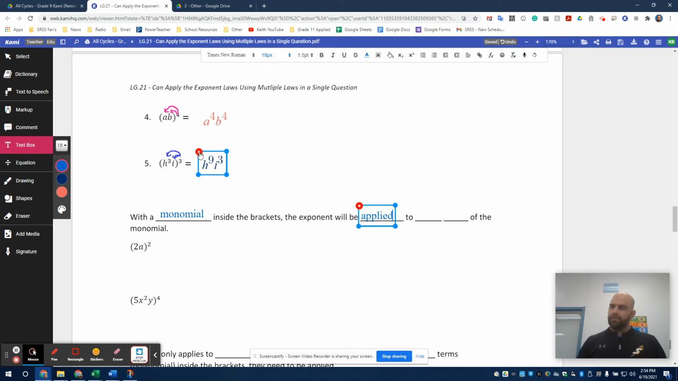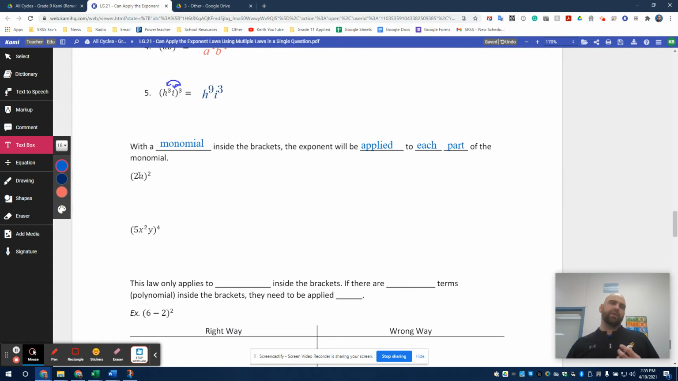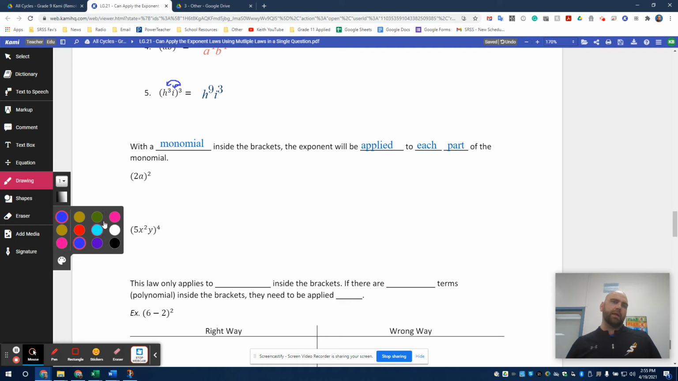will be applied to each part of the monomial. Okay, so just like we did here, we took this and we multiplied each part of the monomial. If we have a number in there, then we're going to apply it to the number as well. So this 2 is going to apply to the 2, and it's going to apply to the a. So we do both of them.